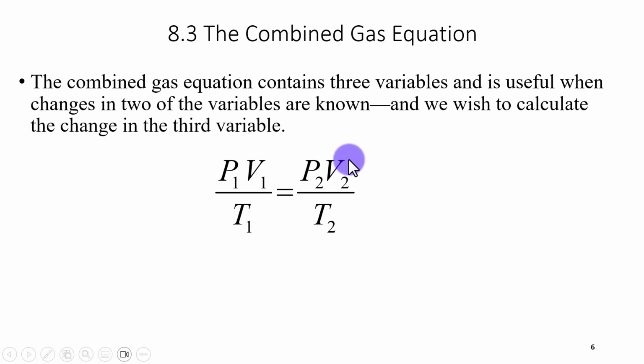Note that this really is a combination of Boyle's and Charles's law, right? So P1 V1 over T1 equals P2 V2 over T2. At constant temperature, the temperature falls out, and I have Boyle's law. At constant pressure, the pressure would fall out because it would be the same number, and then I would get V1 over T1 is V2 over T2, which would be Charles's law.